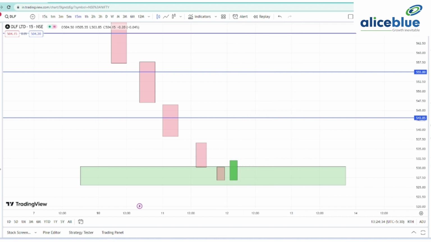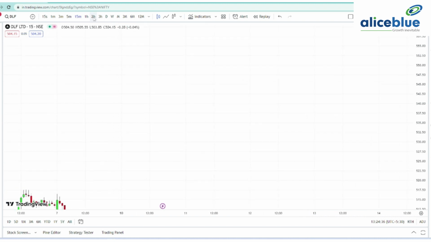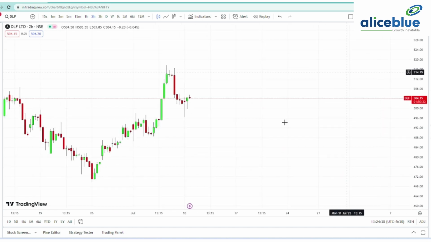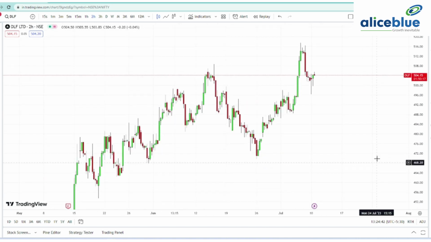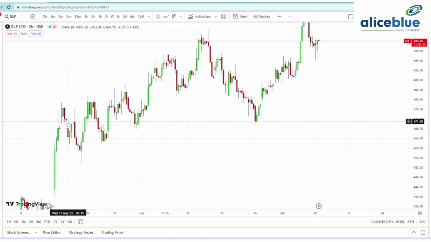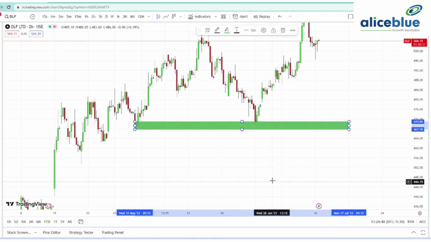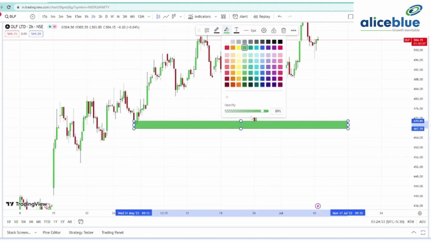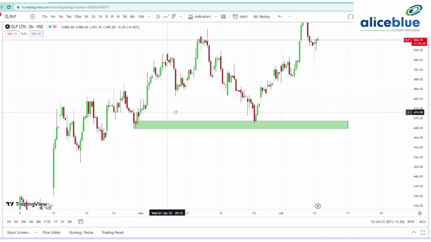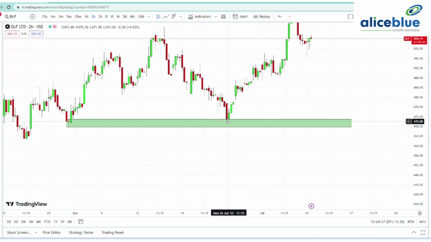So now I am in a DLF chart. Let's go to 2 hours time frame, which means 120 minutes time frame. You can see here it's a very good demand zone. This demand zone has a very good achievement also. For that I am selecting this demand zone. So from this demand zone only we are looking for a long side opportunity, which means the proper candlestick confirmation.